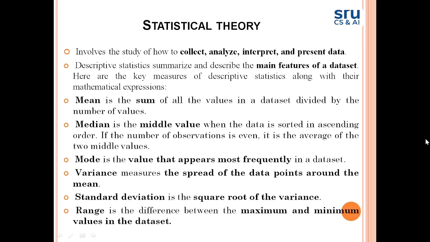It includes mean, which is the sum of all values in the dataset divided by the number of values. Median is the middle value when data is sorted in ascending order. If the number of observations is even, it is the average of the two middle values. Mode is the value that appears most frequently in a data set. Variance means the spread of data points around the mean.